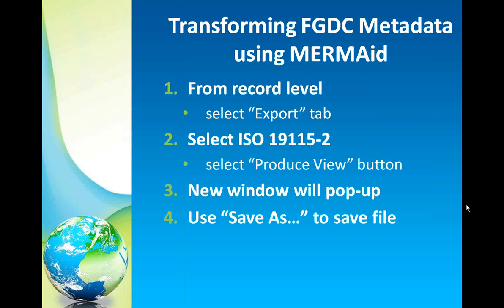You can also transform FGDC metadata using NCDDC's MERMAid tool. From the record level, select the Export tab, and then select which transform, the ISO 19115-2, and select the Produce View button. A new window will pop up, and you will have to use Save As to save the file.